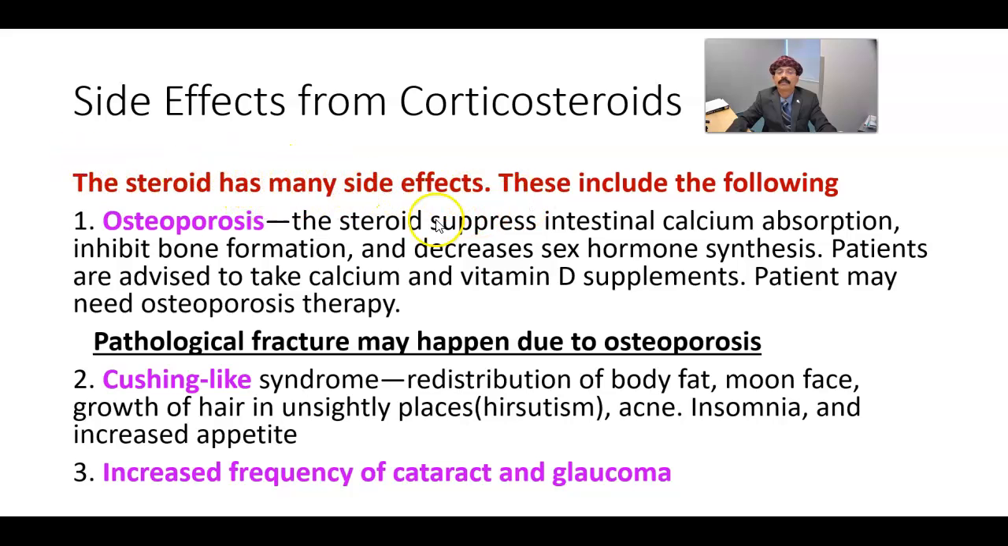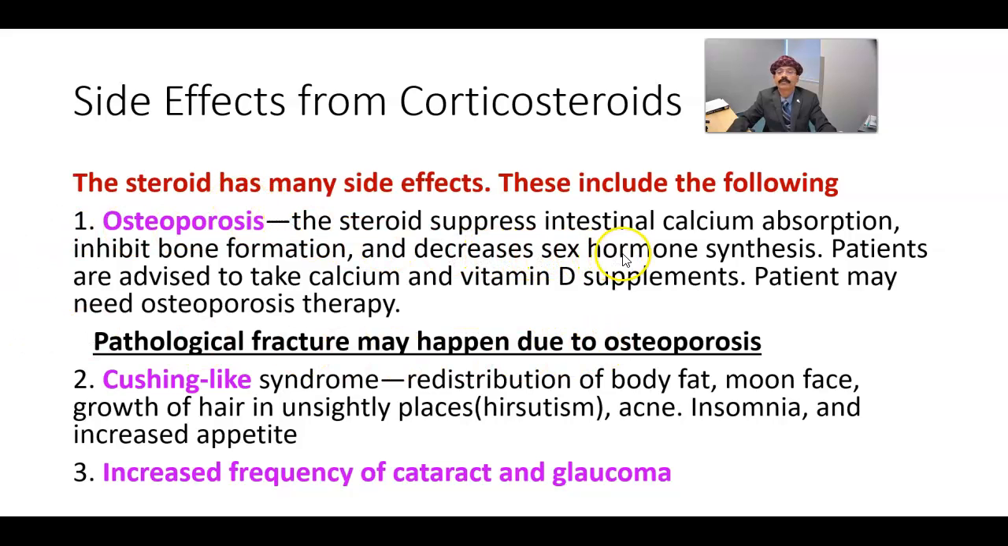So the side effects include the following, like osteoporosis. The steroid suppresses intestinal calcium absorption, inhibits bone formation, and decreases sex hormone synthesis. Patients are advised to take calcium and vitamin D supplement. Patients may need osteoporosis therapy. Pathological fracture may happen due to osteoporosis. Bone is very fragile, so just a change in body posture with minimum force sometimes may cause fracture of the hip bone. Just falling on the ground with minimum impact may lead to hip fracture.